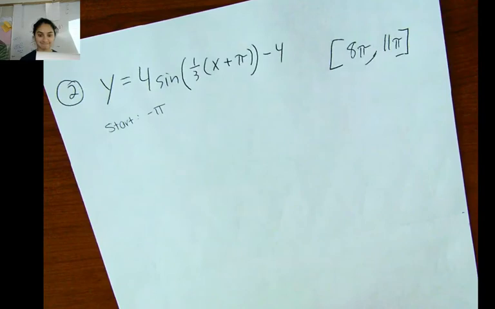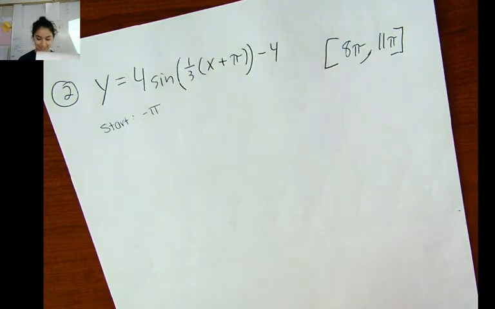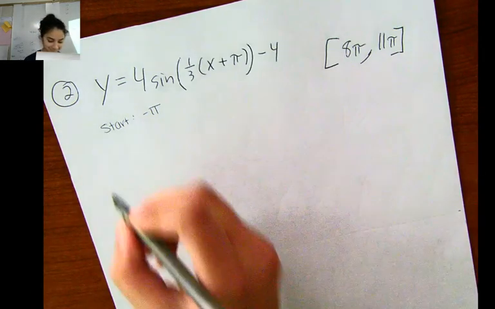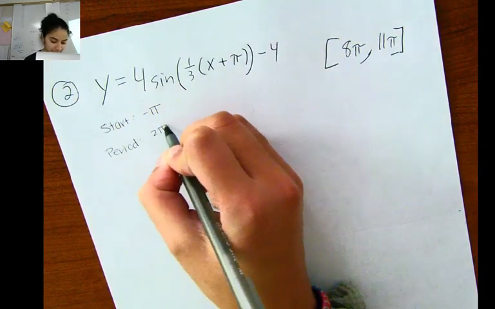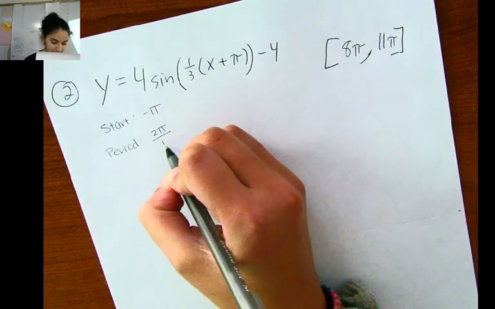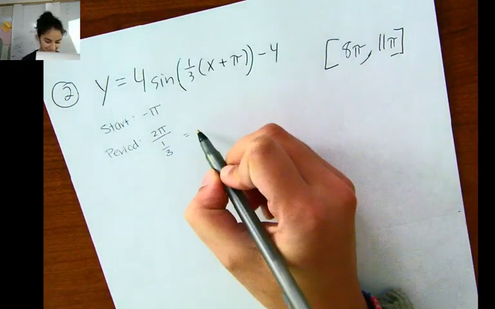And then what about the period? What would be the period for this one? Period is 360 divided by 1/3. I noticed we are in radians, so 2 pi over 1/3. All right, so let's go ahead and write that down. And what's that work out to be? 6 pi.